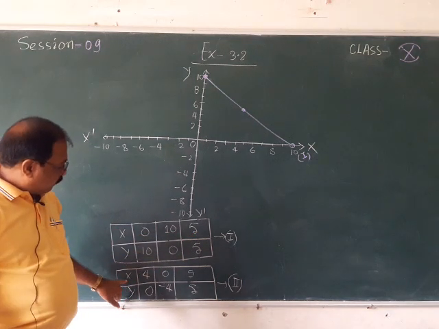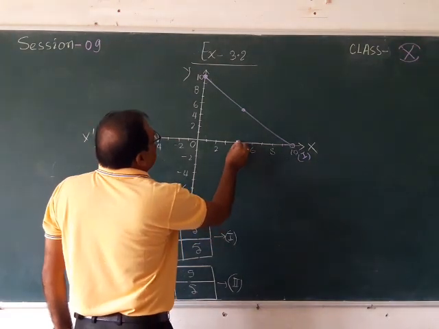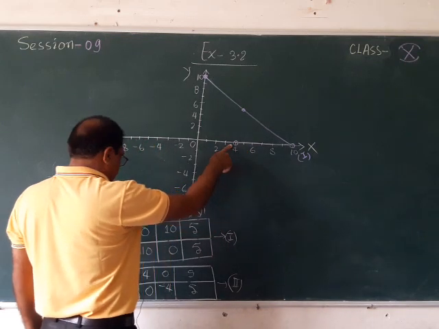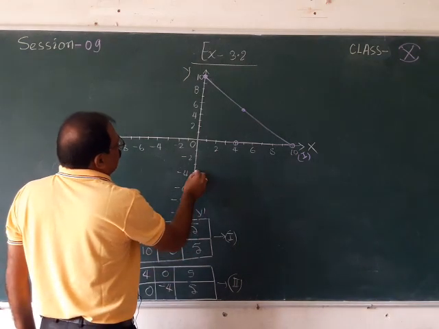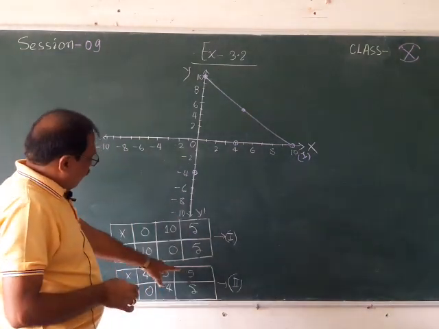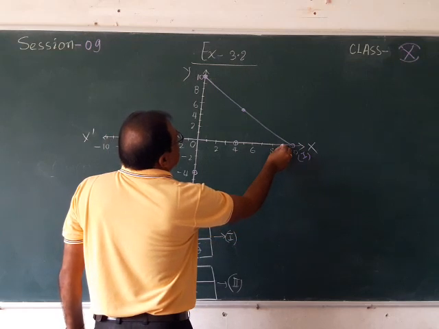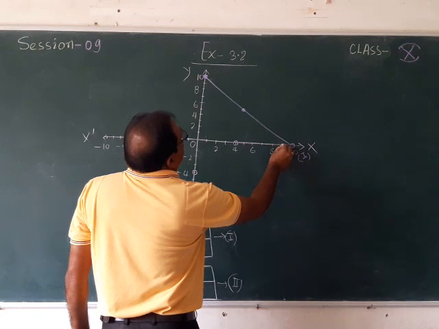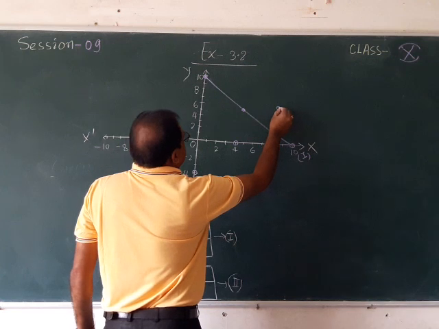Then coming to the second, if x is 4, then y is 0. That means it is x 4, y 0. That means here is the point. Then if x is 0, then y is -4. That means this is the second point. And here, if x is 9, then y is 5. In front of 5 we have to go here. Suppose the point is coming here.